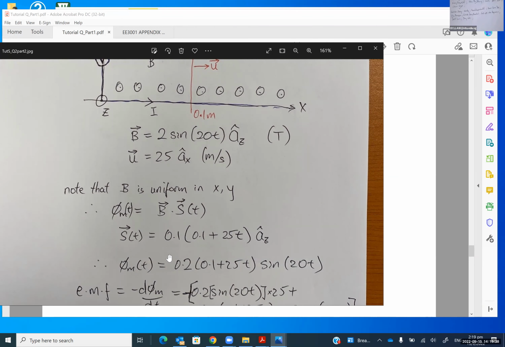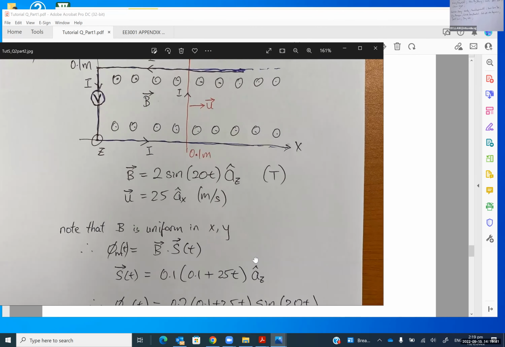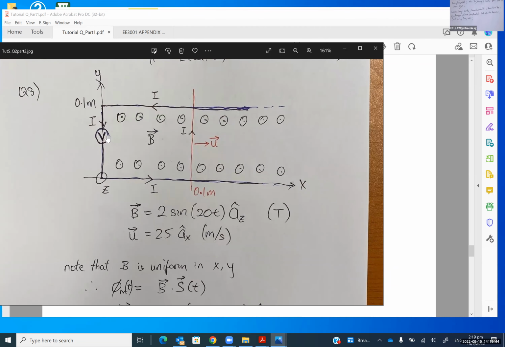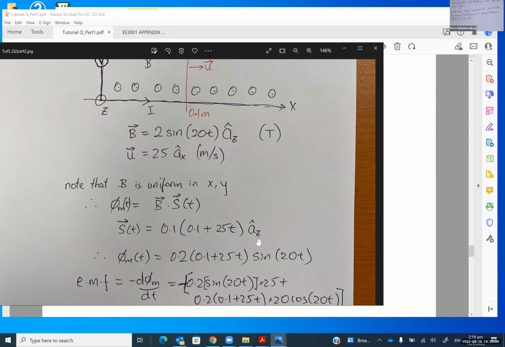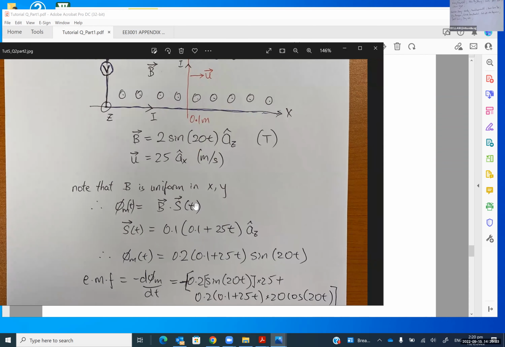So here's our flux, right? Same thing again, area direction. Where's the area direction? Label your current first. In my case, I decide to flow the current in the anti-clockwise direction. So by my right hand grip, my area direction is coming out of the whiteboard, which means it's positive az. So my area vector is positive az. When I calculate the total flux, it is B dot this, right? az dot az is 1. So the scalar part is this 2 sine 20t multiplied by this area, and I get this.